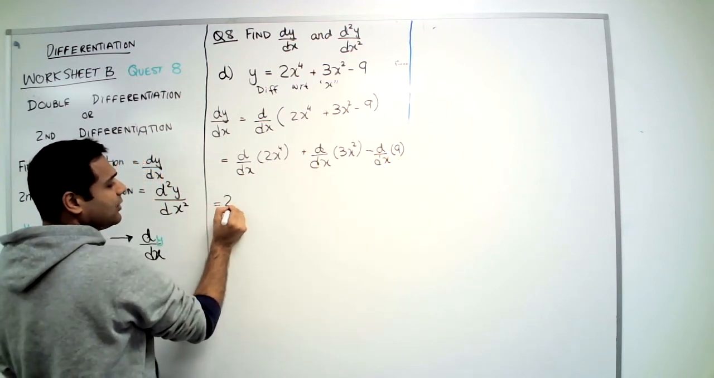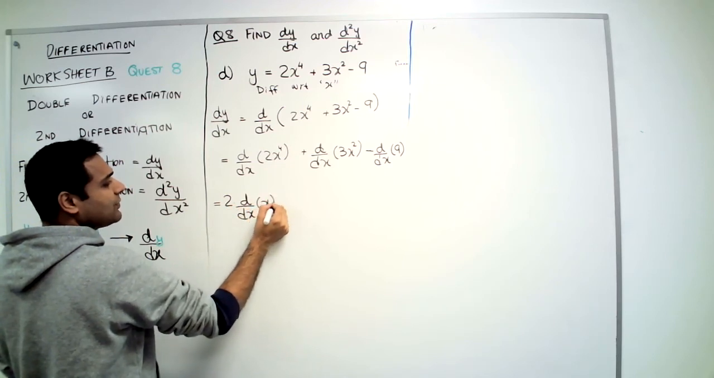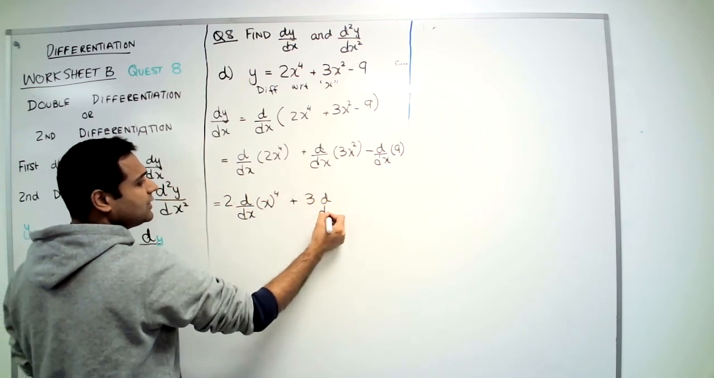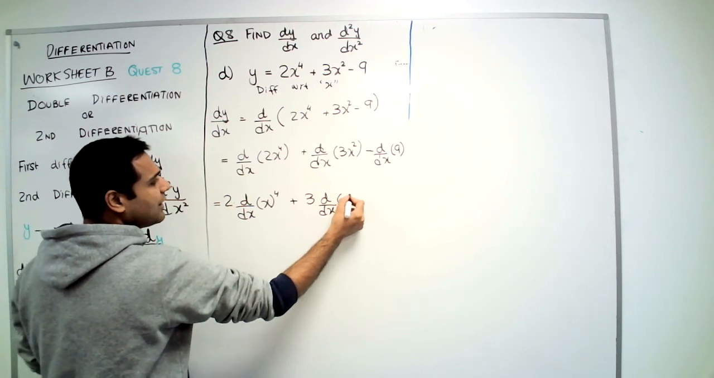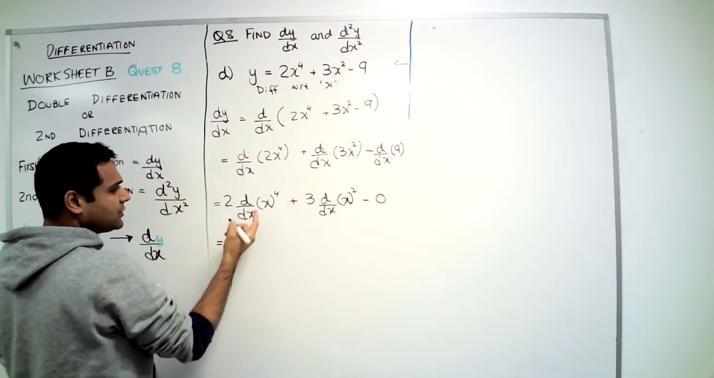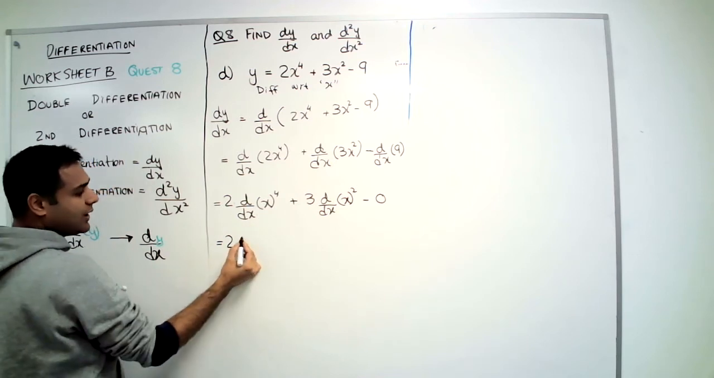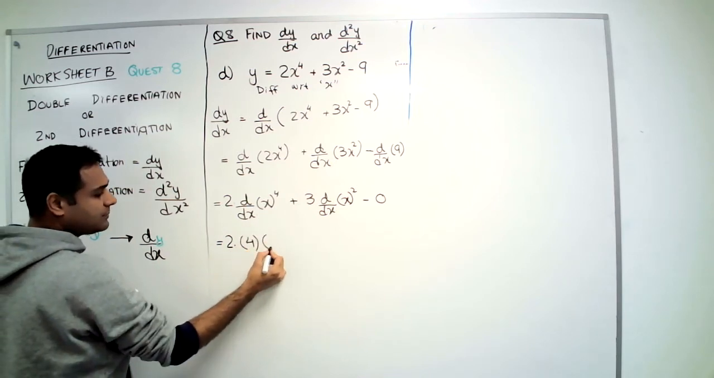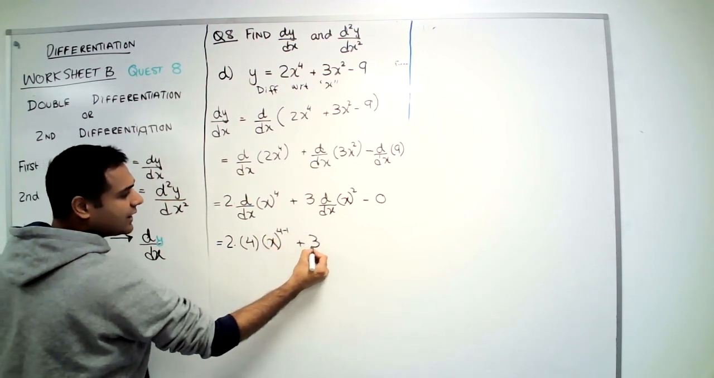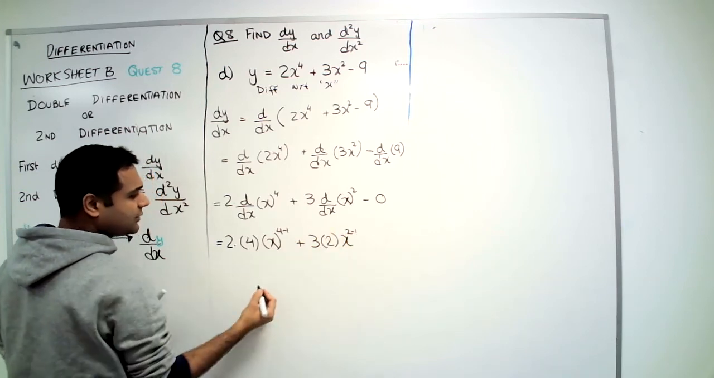But to do the others, the constant comes out, and you need to do d over dx of x^4. Plus 3 comes out, the constant comes out according to the rule, d over dx of x squared. Minus the constant, we know it's 0. So to differentiate that one, 2 is here. Now the 4 comes out, reduce the power by 1. Okay, the 3 is here, 2 comes out, reduce the power by 1, and 0 is 2.